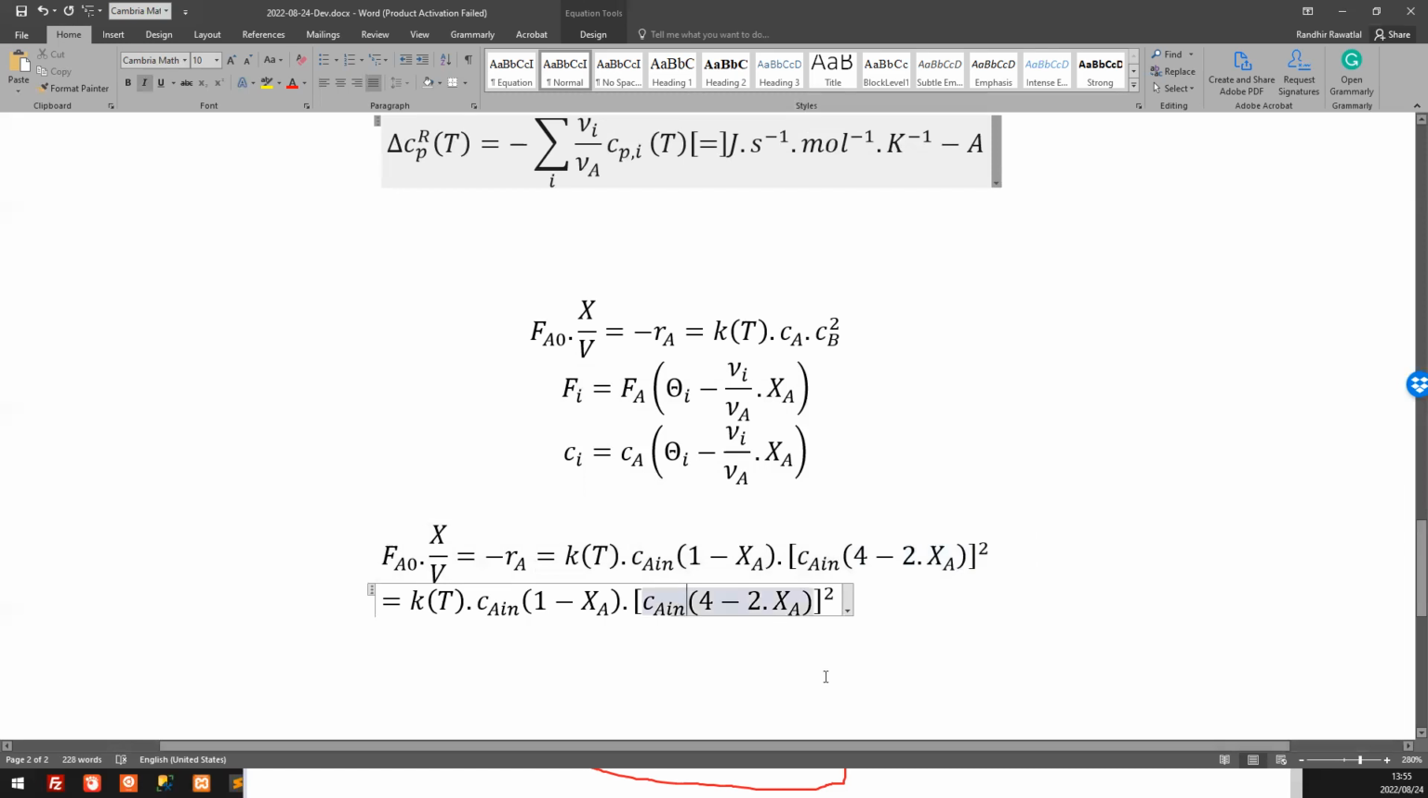So I'm going to retrieve the Ca in. So this is Ca in squared, and Ca in squared times Ca in is Ca in cubed. And then this is 4 minus XA, all squared. So we can just write it like that. Okay, so that's the right-hand side, and then on this side, we have this.